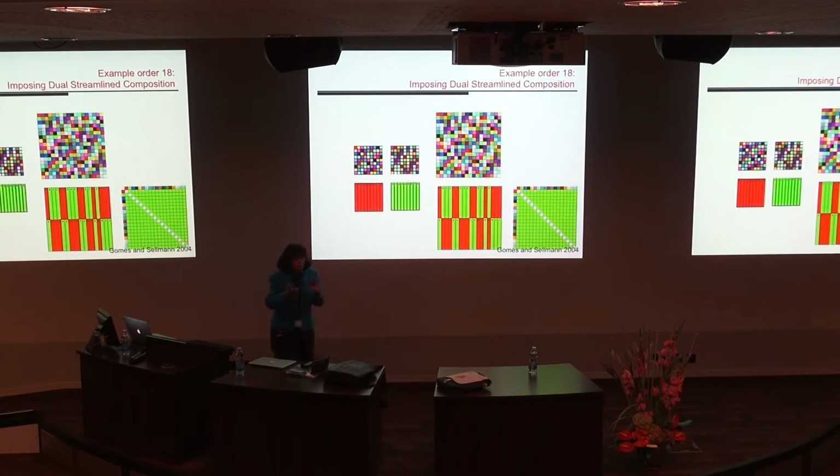Again, the details don't matter, but basically we impose additional properties and we could generate bigger squares. Does it make any sense? Make sense to you? Okay.